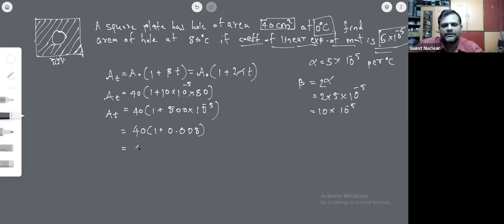If we open the bracket, we get 40 plus 40 into 0.008, so we get 40 plus, 40 into 8 is 320, right? And if we shift the decimal point 3 digits to the left, we get 0.32, and hence we get 40.32 centimeter square as the final value of the area of the hole. Getting it? Yes.